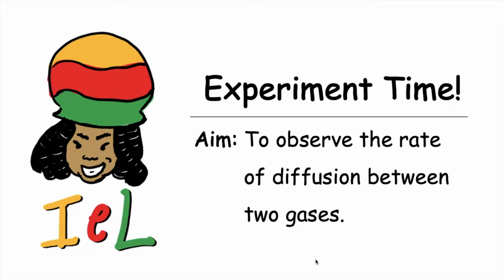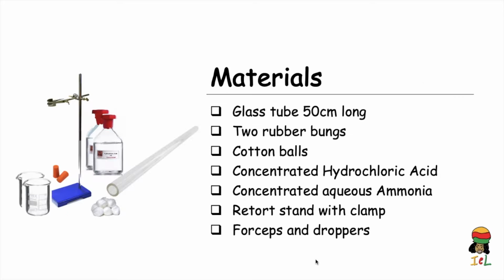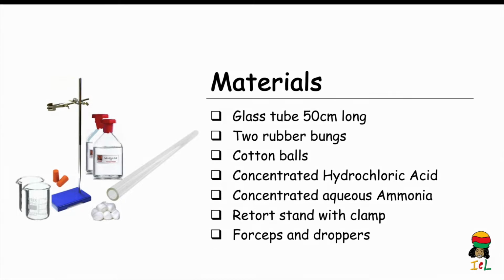So we're going to do an experiment now, and the aim of the experiment is to observe the rate of diffusion between two gases. The materials we will need include a glass tube 50 centimeters long, 2 rubber bungs, cotton balls, concentrated hydrochloric acid, concentrated aqueous ammonia, retort stand with clamps, and even though not visible in our picture to the left of the screen, we'll need some forceps and droppers. Due to the unavailability of a fume cupboard, this experiment will be demonstrated using the animation that follows.